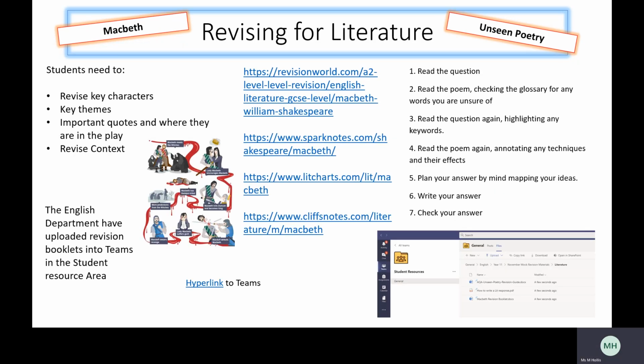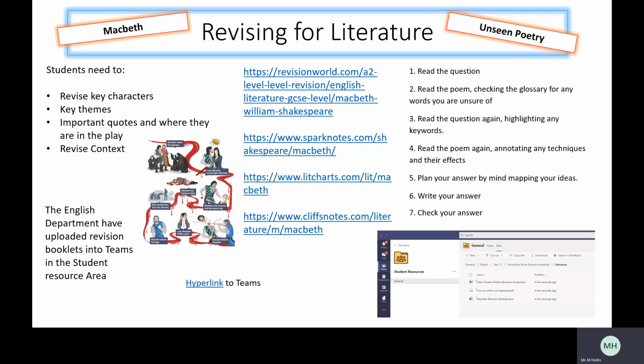For literature, the compulsory unit that your son or daughter will be completing for the November mocks, for Macbeth, they really need to be revising key characters. So Lady Macbeth, Macbeth, the witches, Banquo, and they need to be thinking about the key themes. What important quotes there are said by the key characters and where they happen in the play. They also need to be revising the context of the play, what society believed in the 1500s, as well as looking through the notes in their exercise books. The English department have uploaded revision booklets onto Teams in the student area to support students further.